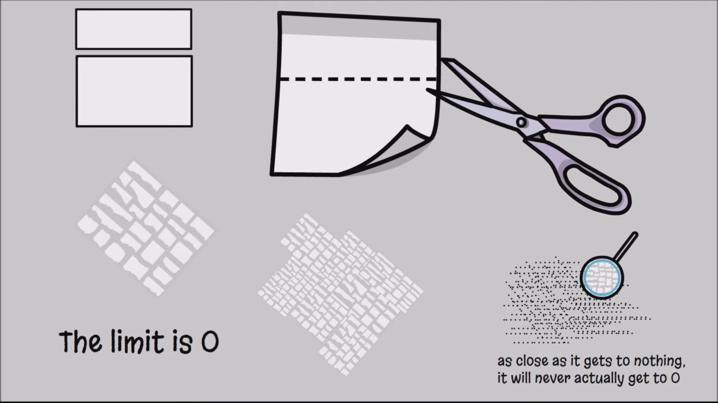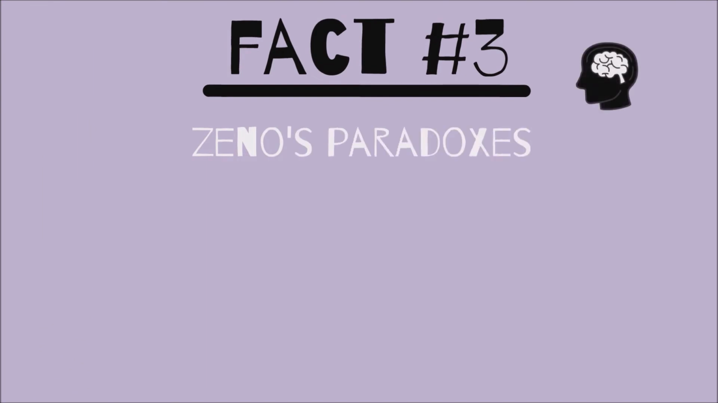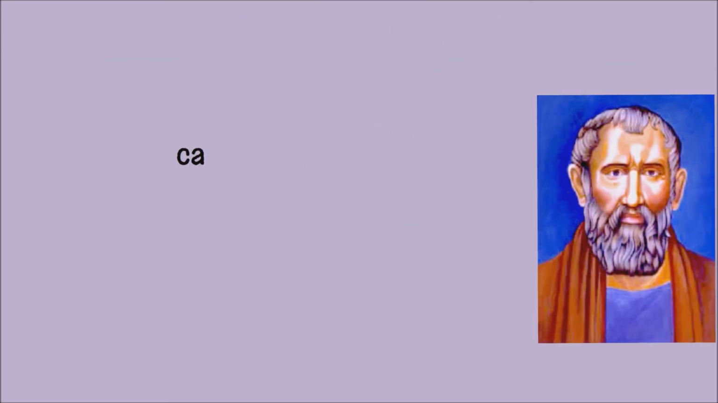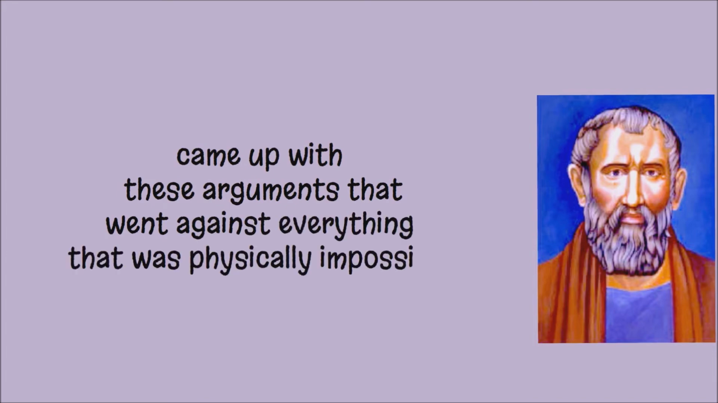Now, the last thing we're going to look at is something called Zeno's paradoxes. I actually do not know how to say this name. So basically, this Greek philosopher called Zeno came up with these arguments that went against everything that was physically impossible, yet made perfect sense when it came to the concept of infinity.